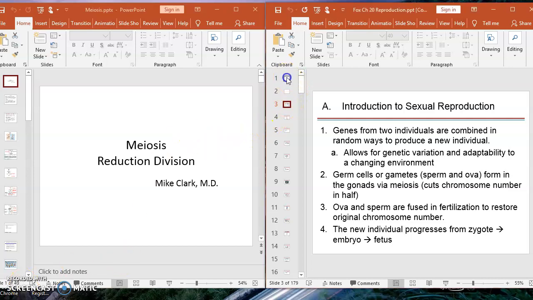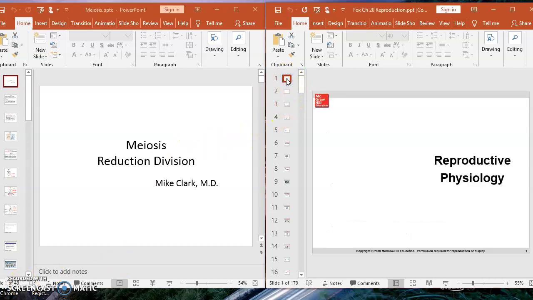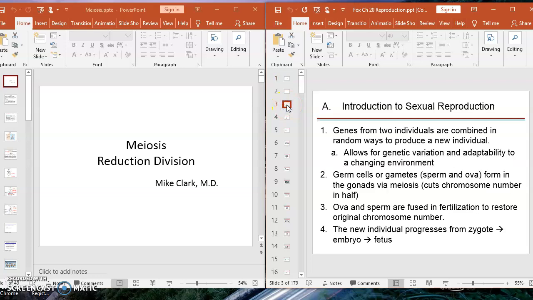Okay, class, what we're going to talk about is reproductive physiology and anatomy. Basically, what happens, in an overview fashion, is this. The dad contributes sperm. The mom contributes the egg. The dad in the sperm will have 23 chromosomes after forming the gamete. The gamete is formed from a process called meiosis.